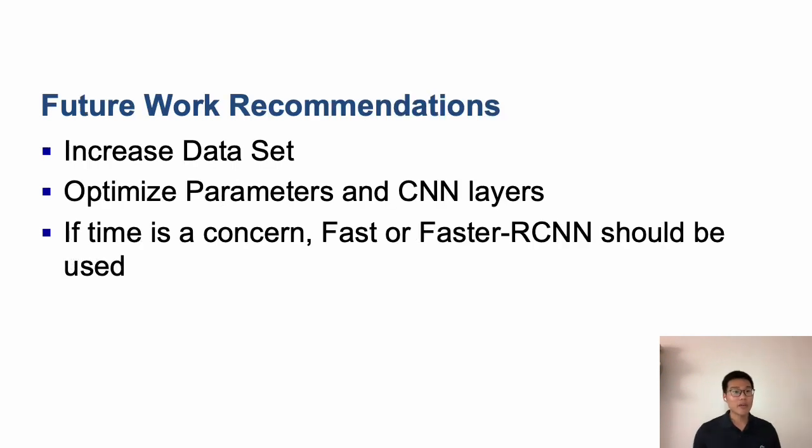In terms of future work recommendations, the immediate next step will be to increase the size of the dataset and perform further optimization of the CNN layers, as well as experiment with some of the newer architectures that may be available to the research community. If time is a concern in terms of training and running the model itself, Faster R-CNN should be the architecture explored and evaluated to see how well it performs against the current R-CNN implementation of this detector.